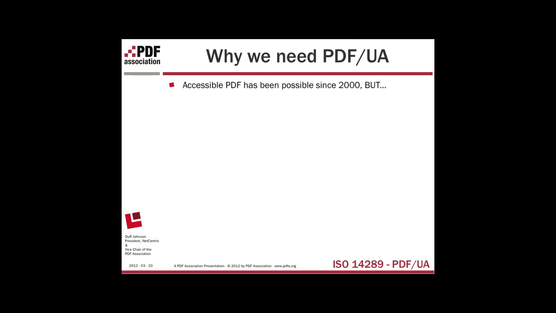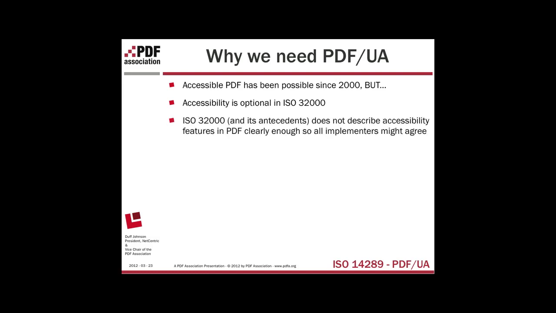So accessible PDF has been possible since Adobe released Acrobat 5.0 in 2000. But accessibility, first and foremost, is optional in ISO 32000, as it was optional in all versions of the PDF Reference up until 32000. ISO 32000 and the versions of the PDF Reference that came before that, I would suggest to you, do not describe accessibility features in PDF. They are there. They have been present since 1.4.